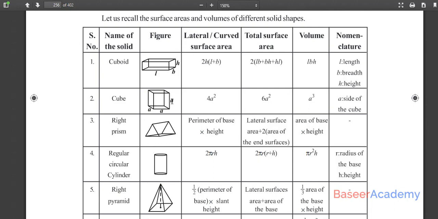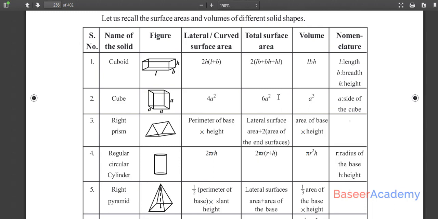Each side in a cube is in the form of a square, and the area of a square is side into side. The side is a here, so a into a is a square. So the area of each side is a square. It has four sides, so the area would be 4a square. That's the lateral surface area of a cube. To find the total surface area, you need to include the top and the bottom. Again, the top is a square and the bottom is a square. So 4a square plus a square plus a square makes 6a square.